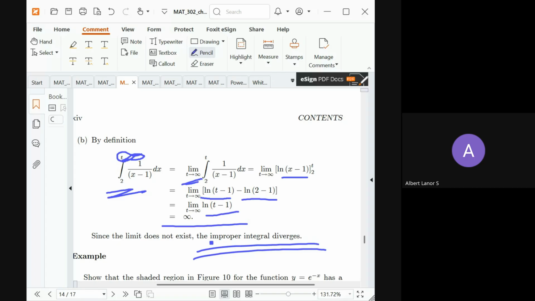So the integral diverges. If the integral diverges, what do you conclude? It's an improper integral that diverges because it goes to infinity.